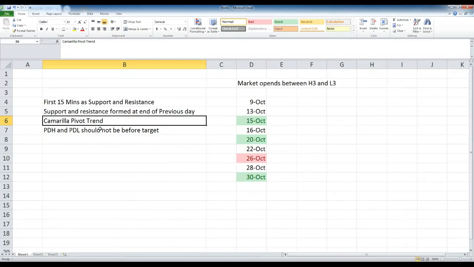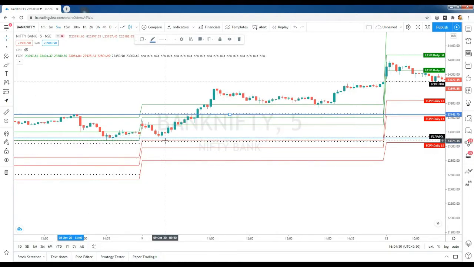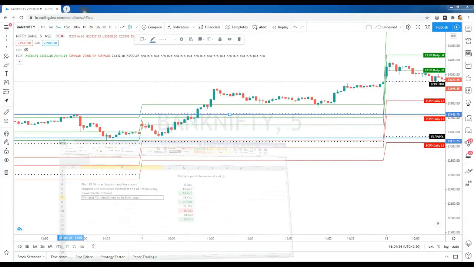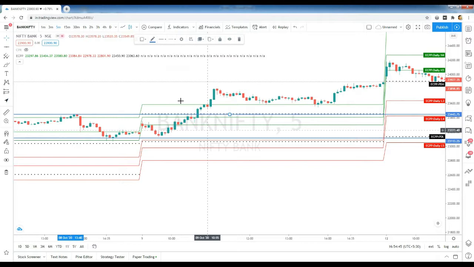And the last point is, previous day high and low should not be before target. We don't have that. We have previous day low after our target, so we don't consider. So if you see this criteria, it actually considers these criteria into account, right? So it is opposite to this criteria, so we need to have this cost price. Let's move on to the next trade.